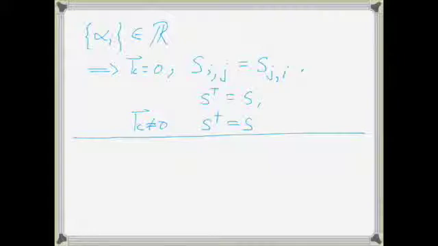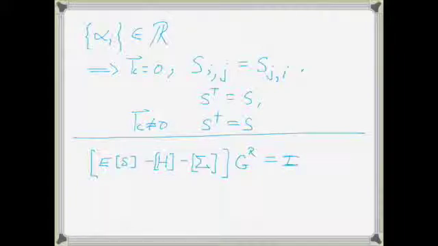So for NEGF, the equation for the Green function becomes E S minus H. These could be functions of a transverse momentum, minus sigma acting on G, your retarded Green function. So the only difference between before and now is this overlap matrix multiplying E. It's the only difference.